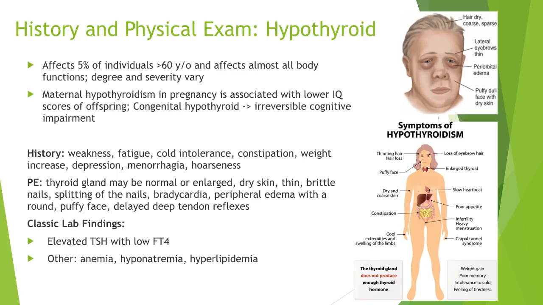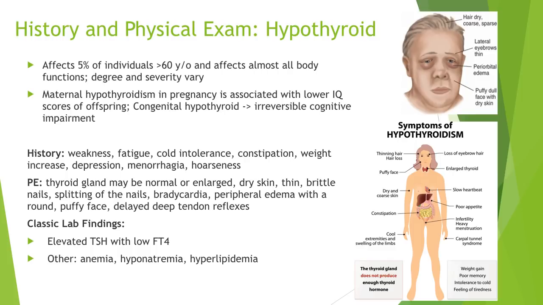Hypothyroidism affects about 5% of individuals greater than 60 years of age, and it affects almost all their body functions. In women that are pregnant, it is associated with a lower IQ of their children, especially if there's congenital hypothyroidism. And it could be an irreversible cognitive impairment, which could be devastating to some families.